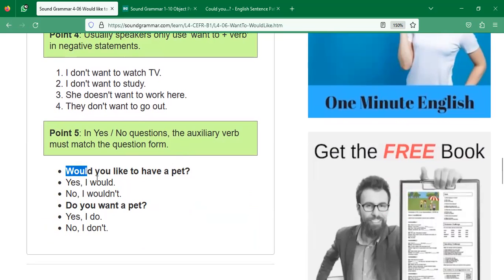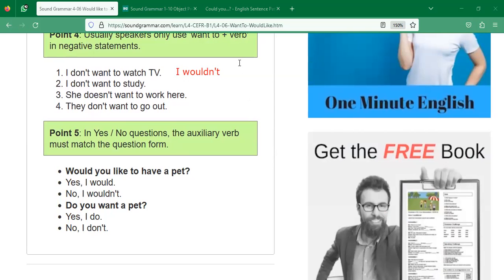Maria Jose, can you help me reading the yes, no questions, please? Would you like to have a pet? Yes, I would. No, I wouldn't. And do you want a pet? Yes, I do. No, I don't. Okay, excellent. Thank you very much.